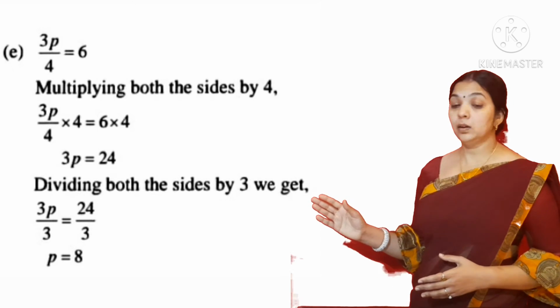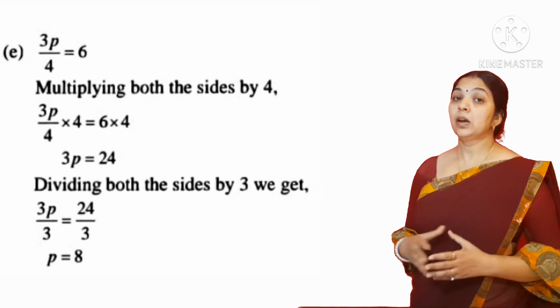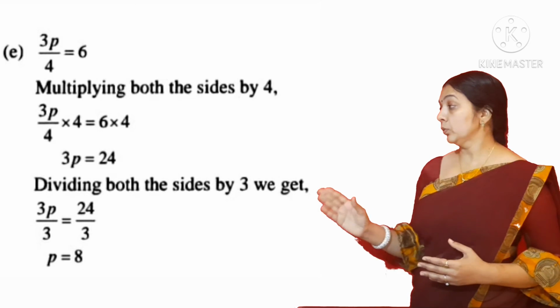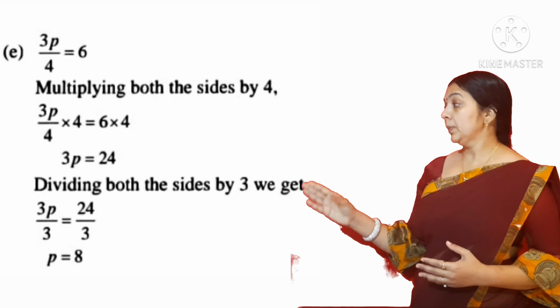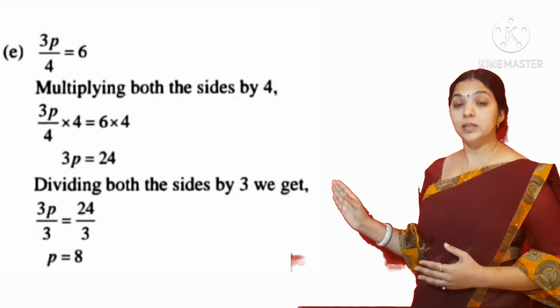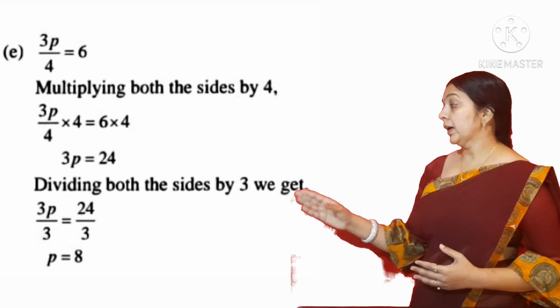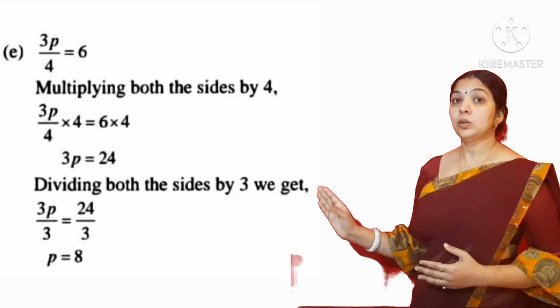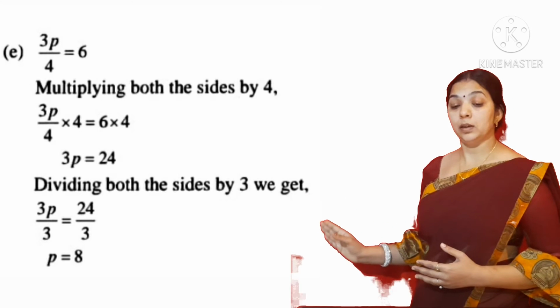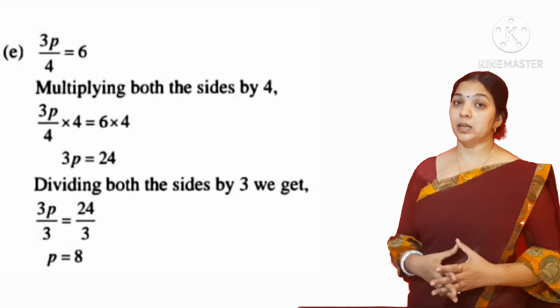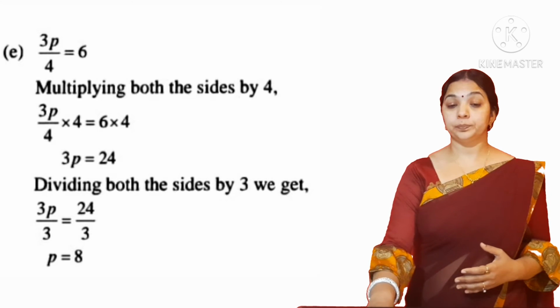Next is 3p upon 4 is equal to 6. We will multiply by 4 on both hand sides. So 4 will be cancelled out and 3p is equal to 6 into 4, that is 24. Now we will divide by 3 on both hand sides. So p is equal to 24 upon 3, that is 8. So p is equal to 8 is the answer for this question.